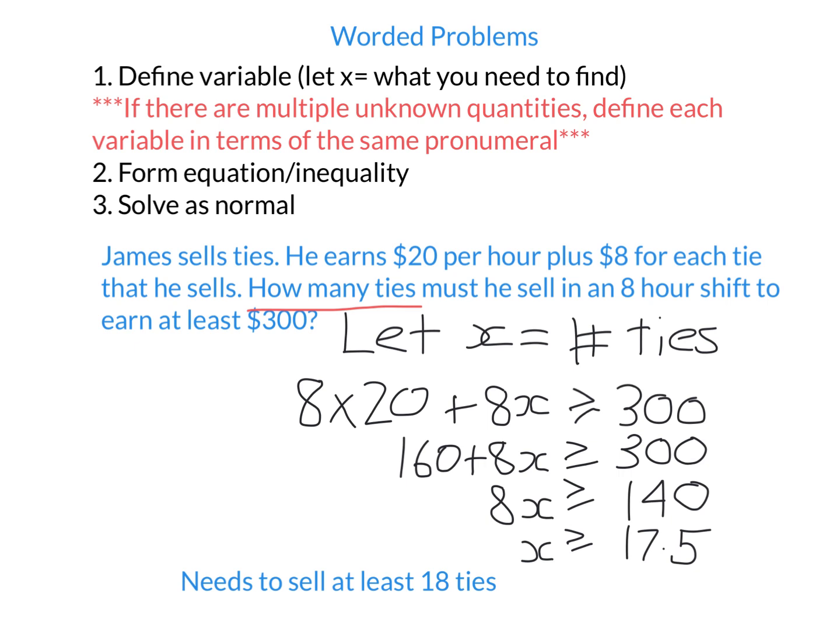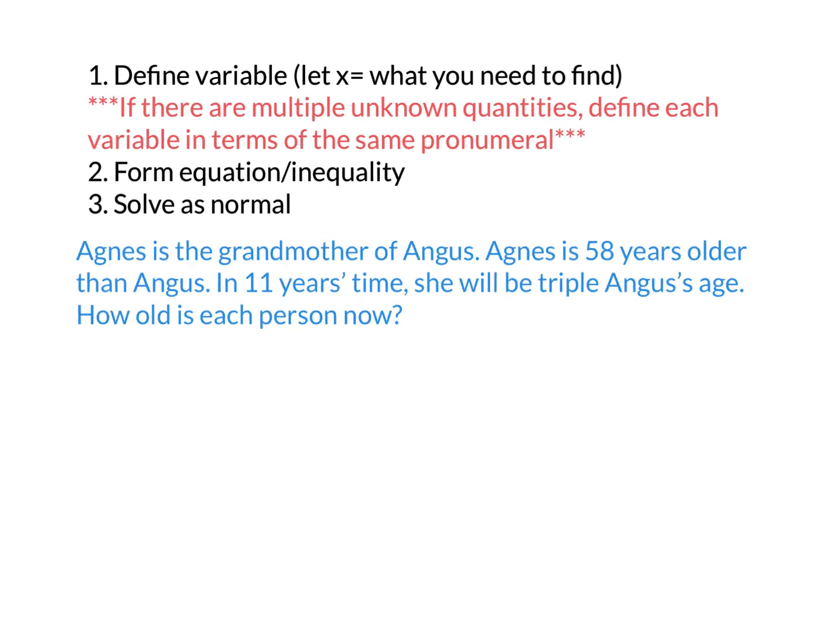All right, let's now look at a harder worded problem. So here we're told Agnes is the grandmother of Angus. Agnes is 58 years older than Angus. In 11 years' time, she'll be triple Angus's age. How old is each person now?